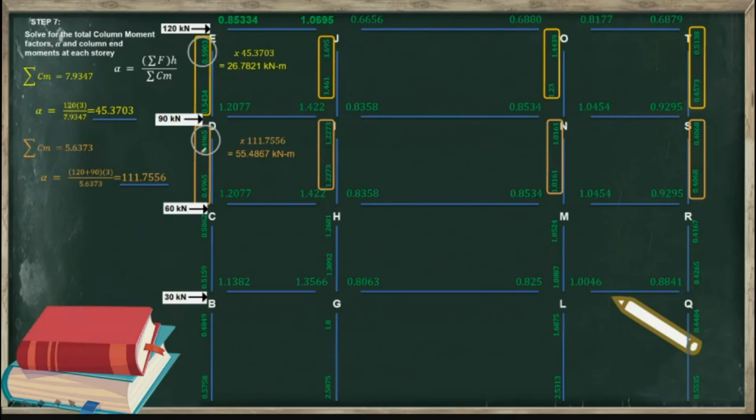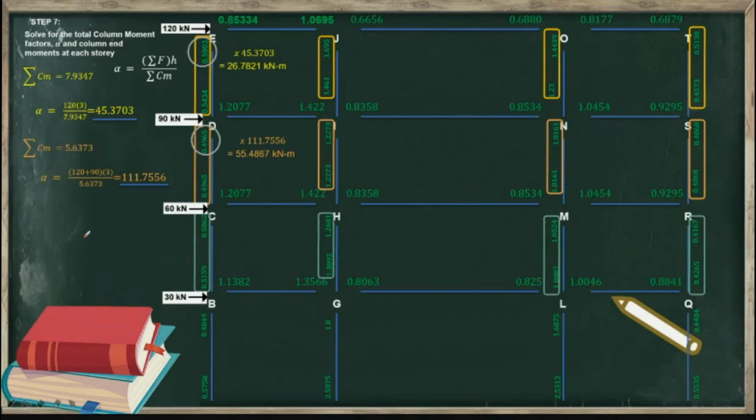So, ang gagawin lang is, i-multiply natin siya sa bawat column moment factors ng nasa mga member natin dito sa 3rd floor. So, ito, 0.4965 multiplied by 111.7556 will get the value of 55.4867. So, again, gagawin natin to sa bawat column moment factors natin dito sa 3rd floor natin.